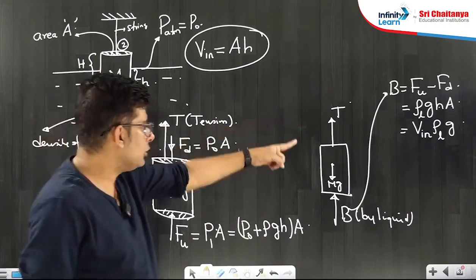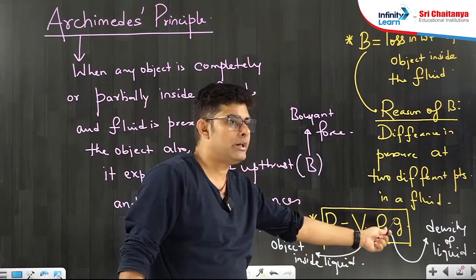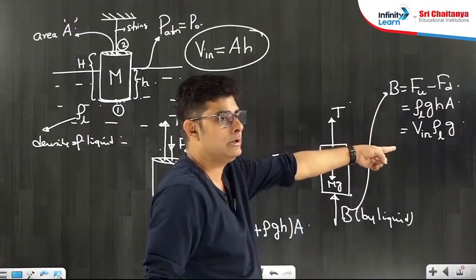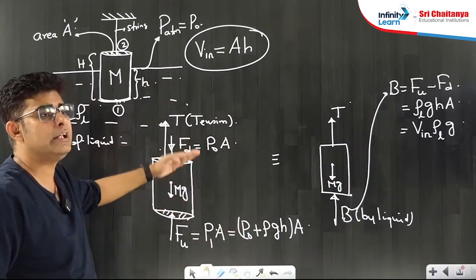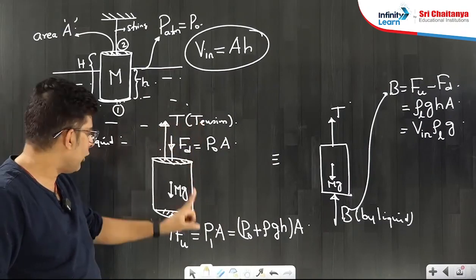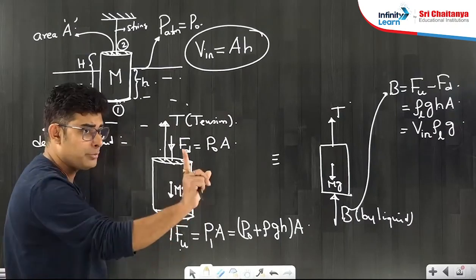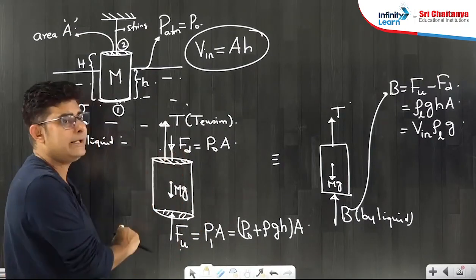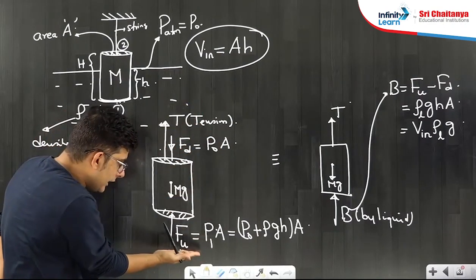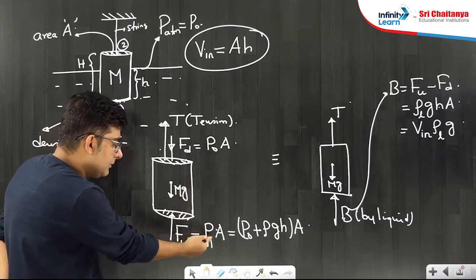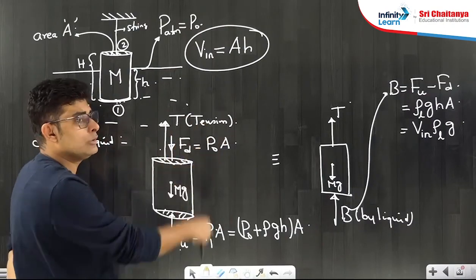Check here. You can see the same formula on the previous page I have written, B is equal to V inside into rho L into G. I am again using the same only. So buoyant force is actually due to pressure difference in the liquid. If pressure is changing, because of that comes the net upward force, not just the upward force. Fu is not the buoyant force. Buoyant force is Fu minus Fd. Atmospheric pressure is exerting a force downwards, P naught A, and liquid is exerting a force upwards, which is P1A. The difference in these two, which is pushing it upwards, is known as buoyant force.